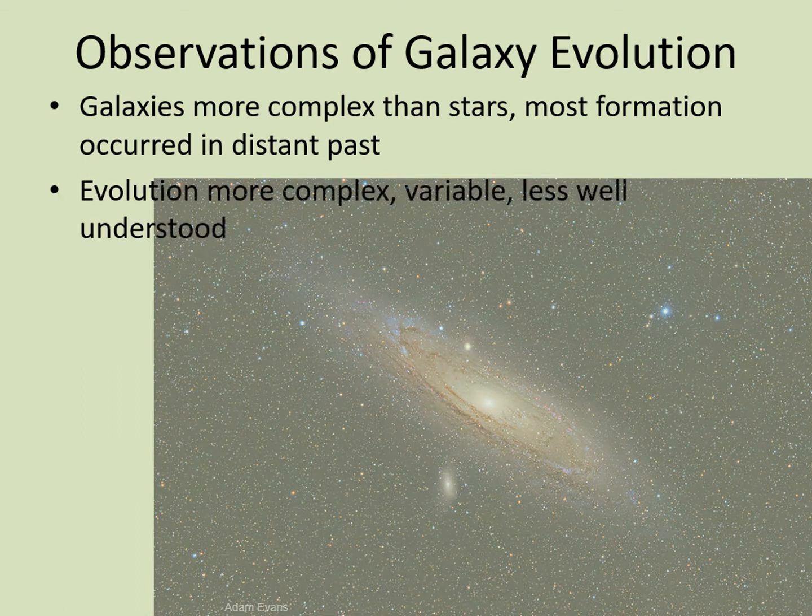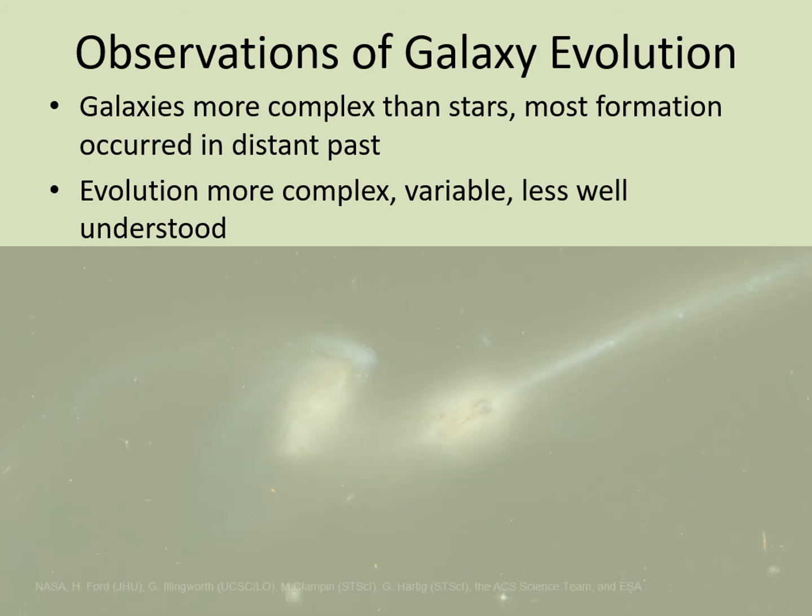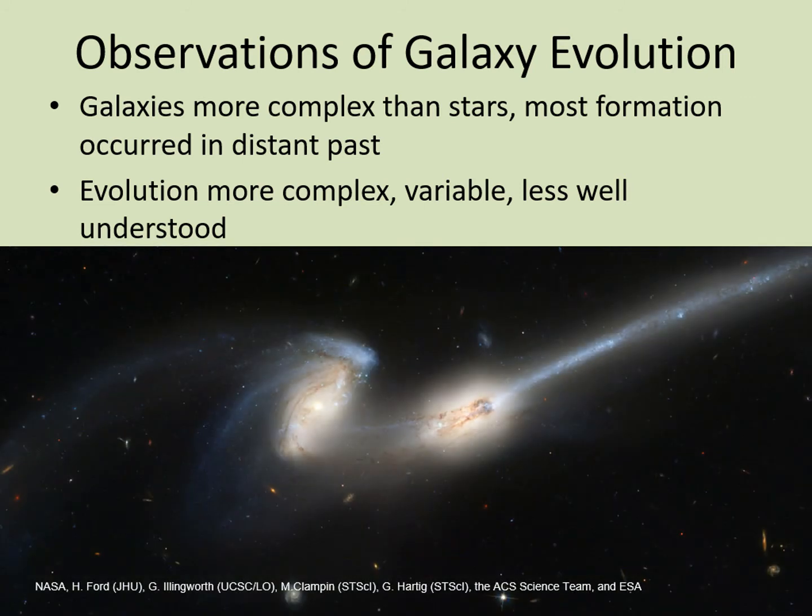So the evolution of a galaxy is much more complex than the evolution of a star. In fact, it's likely that any two galaxies will have very different histories, even if their starting conditions are very similar. There is no one variable, like mass, that we can use to determine the fate of a galaxy.